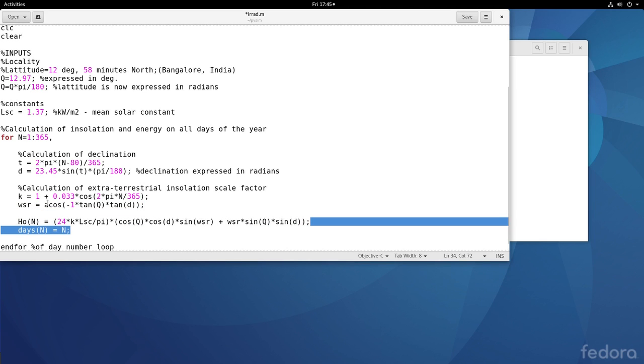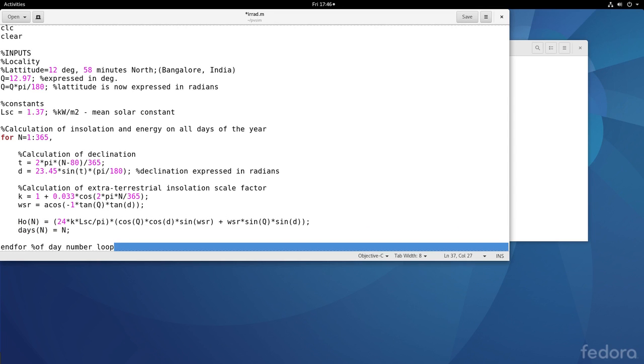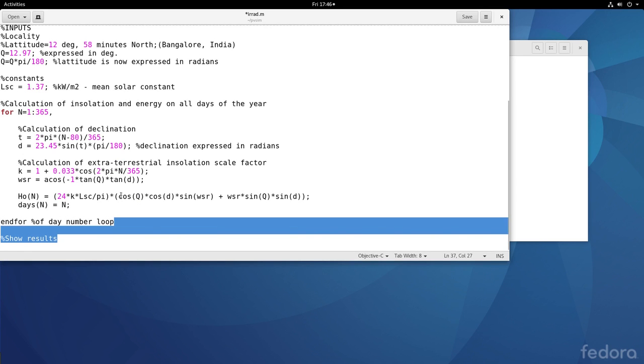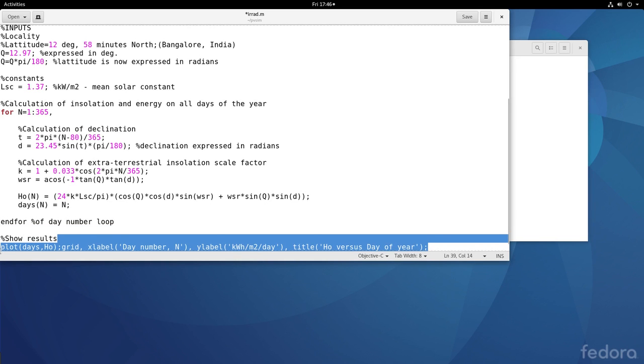We will also put into the days variable another array, the day number, so that we can plot h naught as a function of the day number. Then next we need to show the results, and let us plot. So what do we plot? We will plot days versus h naught, days on the x-axis, h naught on the y-axis, and then we shall have the grid, label the x label, y label, and the title.